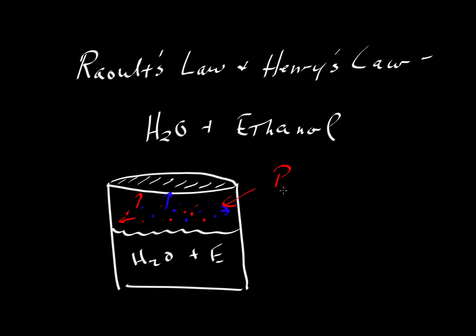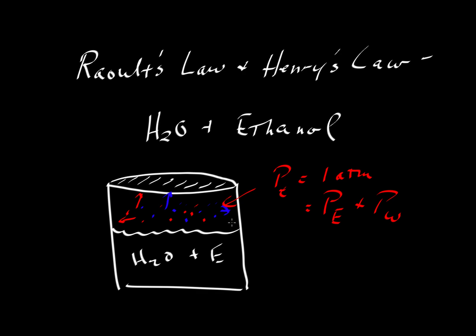So if the total pressure here, let's just call it 1 atmosphere, it doesn't really matter what it is. If it's 1 atmosphere or any other value, that total pressure must be equal to the sum of the pressure of ethanol plus the pressure of water, which I'll write as P sub W. So the total pressure must be equal to the sum of those two things.